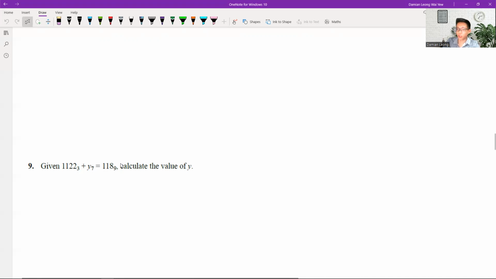Just like your normal calculation, I can get rid of this plus by doing the opposite, minus. So I minus the 1122 in base 3, left with y in base 7. So this side also minus 1122 in base 3. This you can calculate in base 9 or in base 3, then convert to base 10, then base 7. Or convert to base 7, count, then convert to base 10, count, then convert to base 7. That would also work.